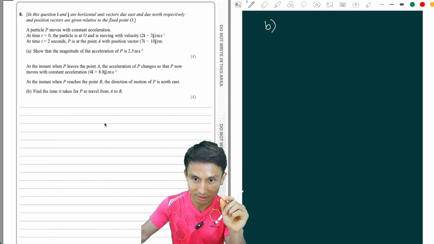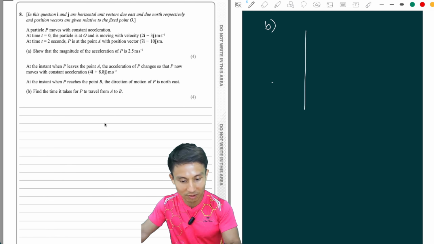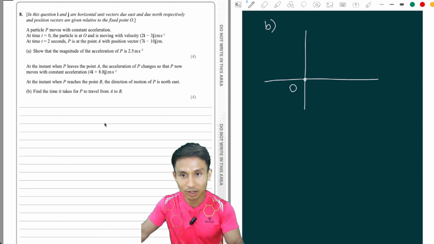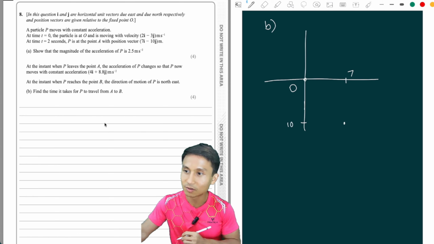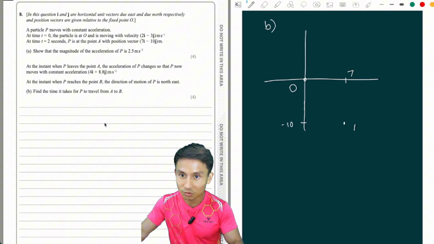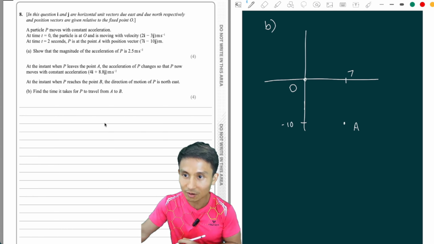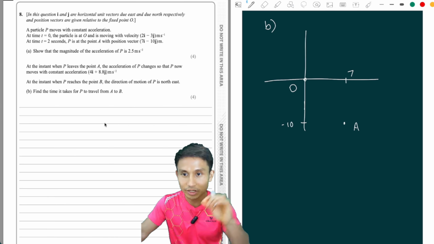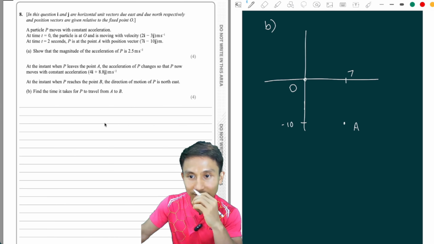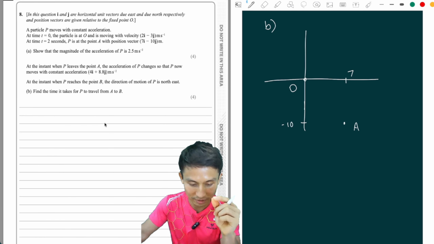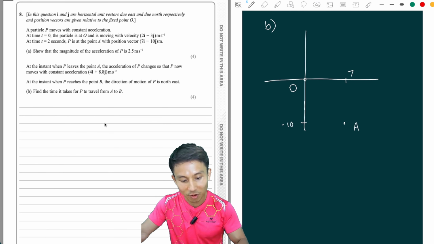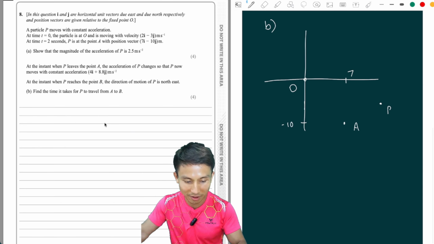the direction of motion of P is northeast. So northeast, well, if we plot roughly, that's the origin maybe. And where's point A? Point A was 7, minus 10, so it's around here. This is 7, this is minus 10, just i and j there. And this was point A. And now, reaching point B, the direction of motion of P is northeast. So whatever point B is, let's say point B is here maybe.